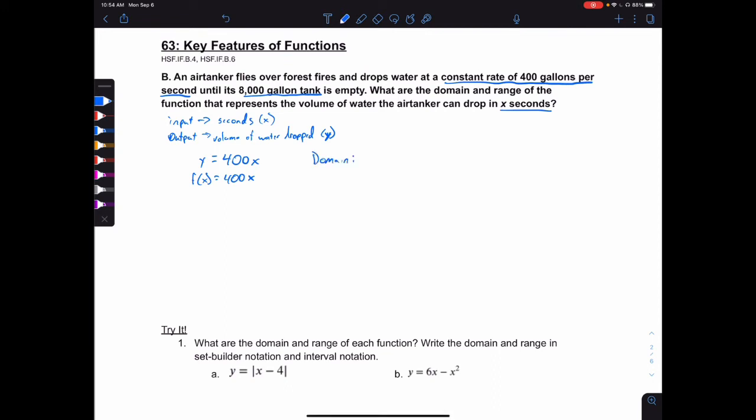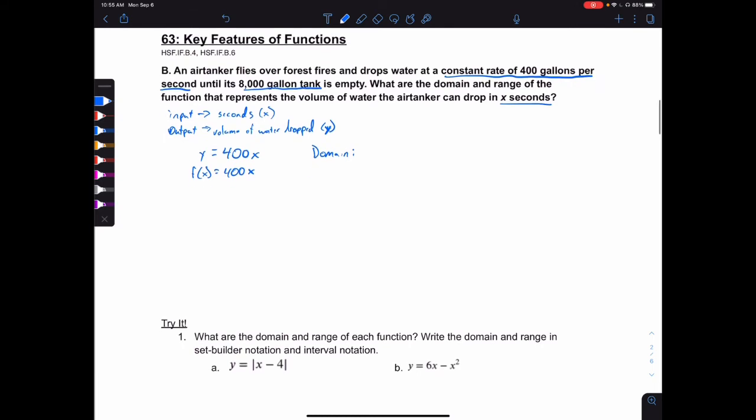Okay, so let's look at the domain. We need to find minimum and maximum values. So for the domain, remember domain was our input, our x values. So we have a minimum value. Well, if we're dropping water and it's in terms of time, our minimum value would be 0. You can't drop water for less than 0 seconds. I couldn't say I dropped water for -5 seconds. That doesn't make any sense in this case. So the minimum value would be 0.